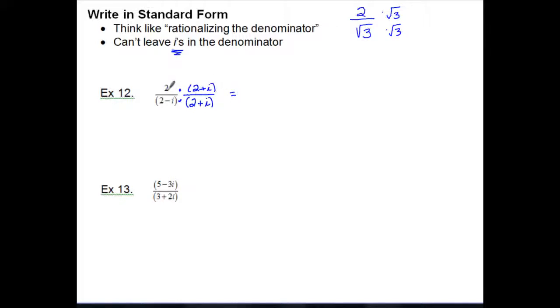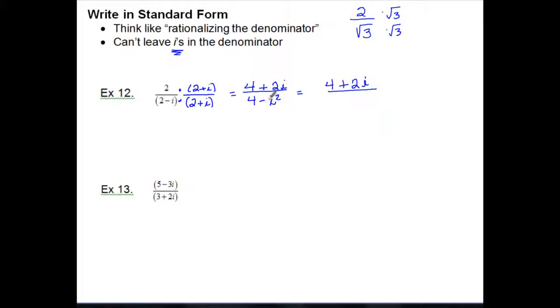So let's just multiply, distribute. That's going to be 4 plus 2i. I can have i's up here, I just can't have i's down here. So multiply these together. That's going to be 4 minus i squared. All right, everything up here is fine. I can leave that alone.